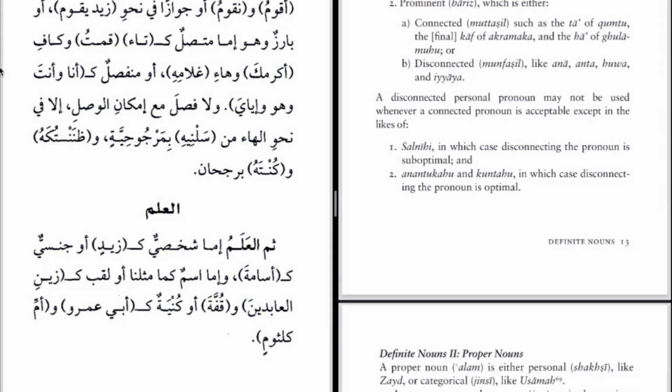He says, ولا فصل مع إمكان الوصل إلا في نحو الهاء في سلنيه وبمرجوحية كظننتكه وكنته برجحان. Let's see how they did here. A disconnected personal pronoun, so let's just say it's pronoun merely. A disconnected pronoun may not be used whenever a connected pronoun is acceptable. Okay. They said acceptable. Ibn Hisham said imkan, possible.